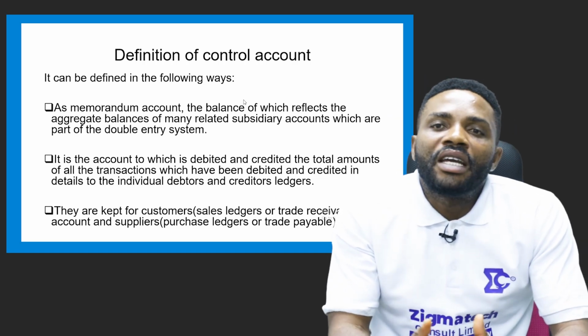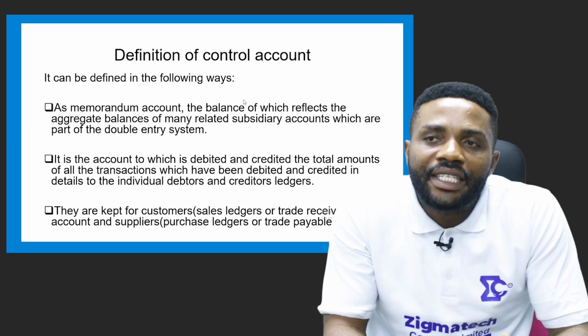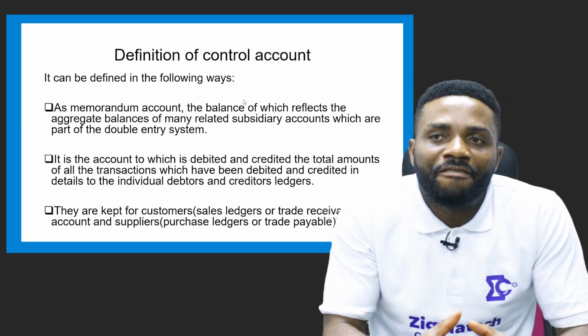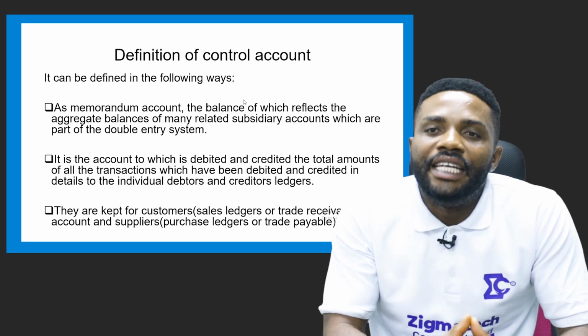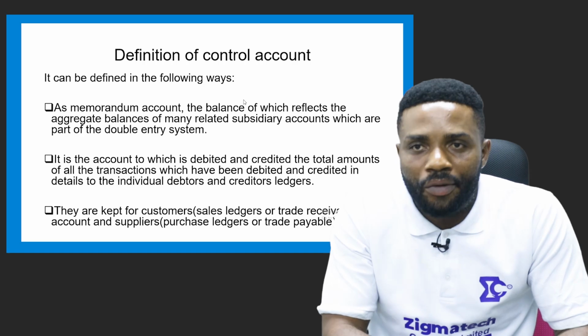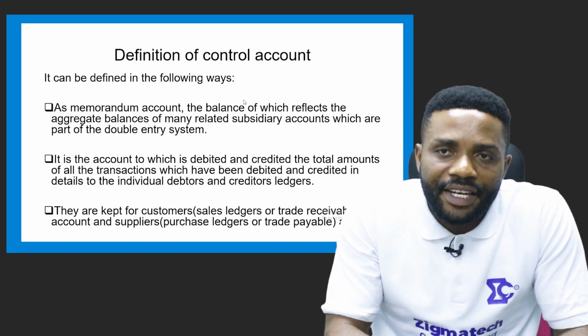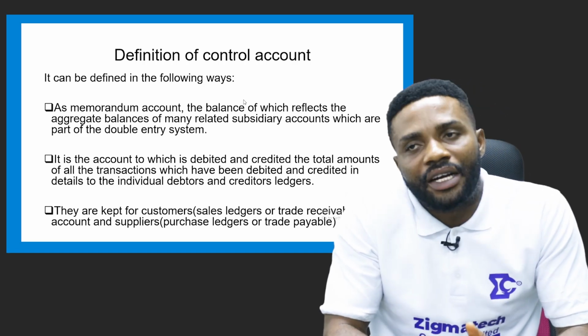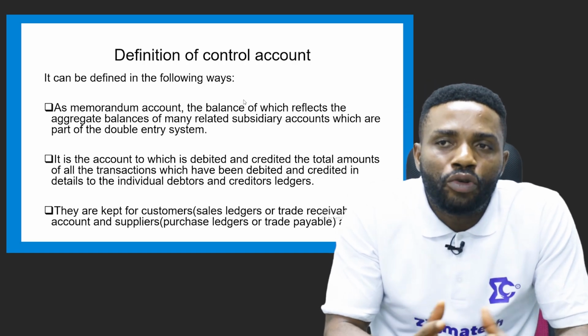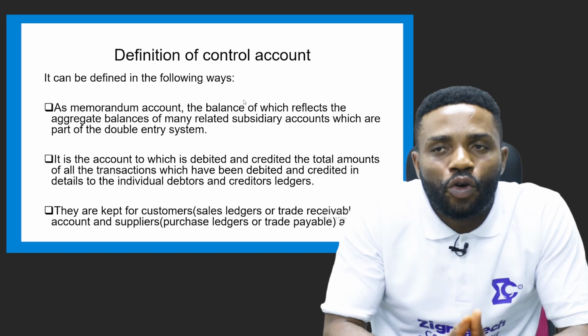Number two, it is the account to which is debited and credited the total amount of all the transactions which have been debited and credited in detail to the individual debtors and creditors accounts. I want to just explain the concept of debtors and creditors before I tell us how these balances are put together to make up a control account.